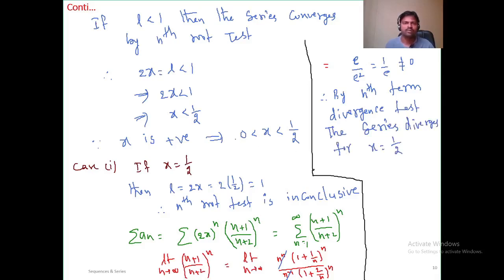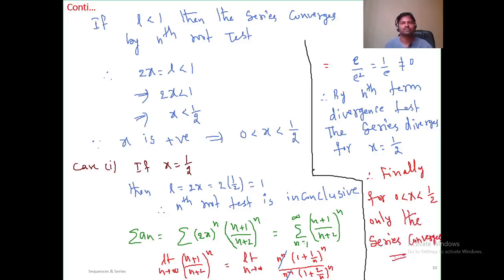So what is the final conclusion? Finally, for 0 < x < 1/2 only, the series converges. Because at x equal to half it does not converge. If it converged at x equal to half, I would write less than or equal to, like this. But it does not converge, right? Only then the series converges. That's it. Okay, next one.